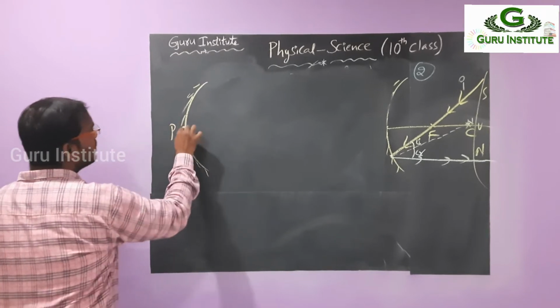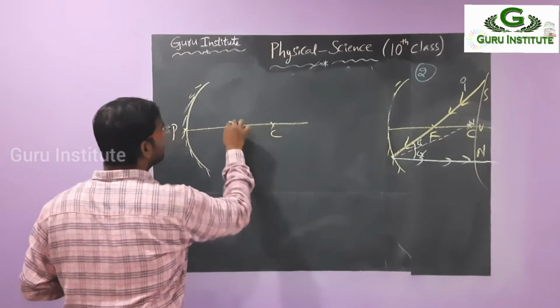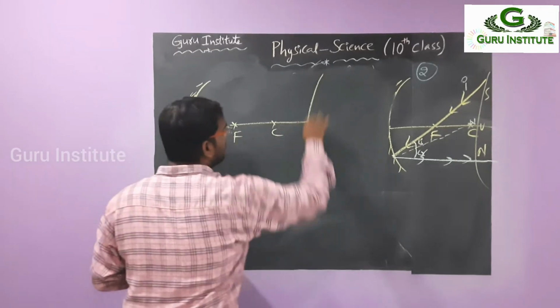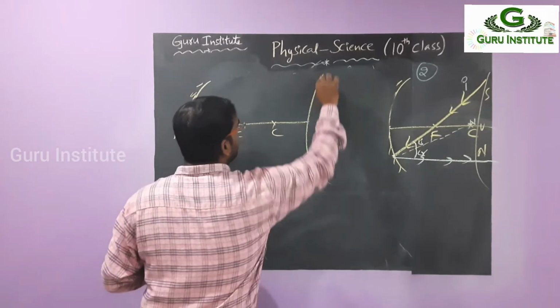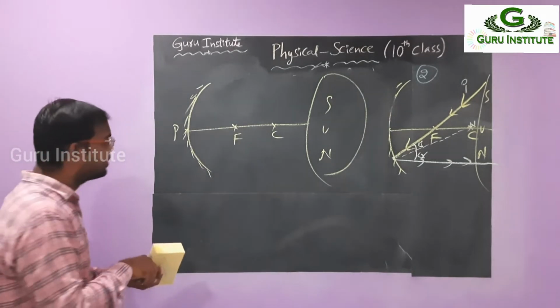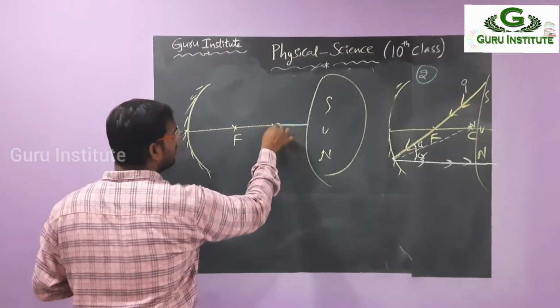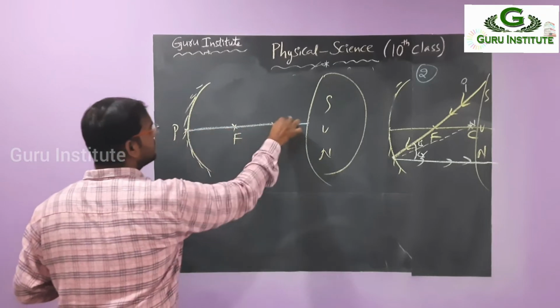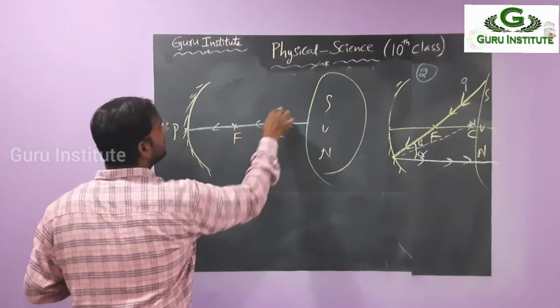So that is the pole and this is the principal axis. This is the sun. Next, I am taking a ray passing through the principal axis. Passing through the principal axis means this is the only ray along the principal axis. So I am taking this as the incident ray.